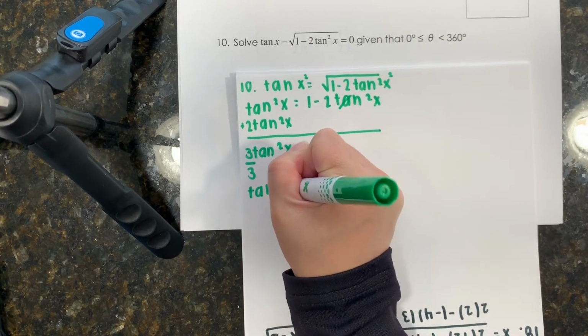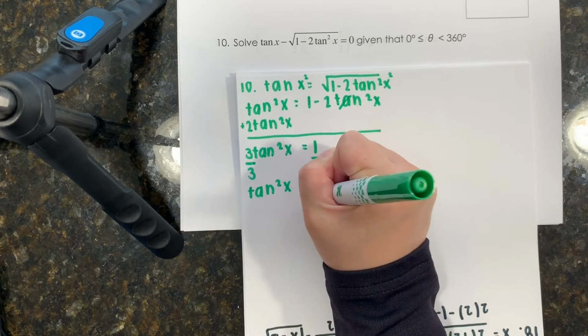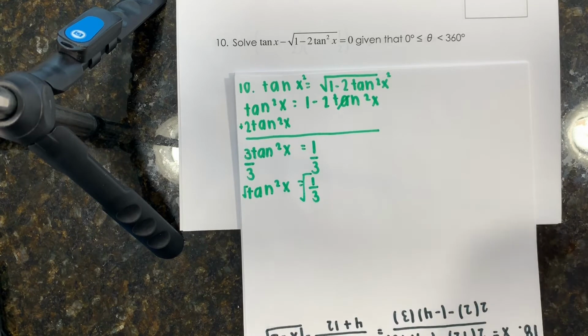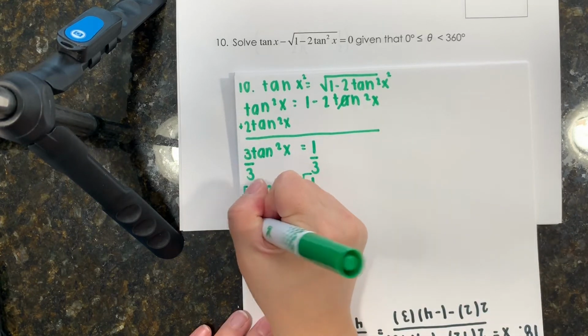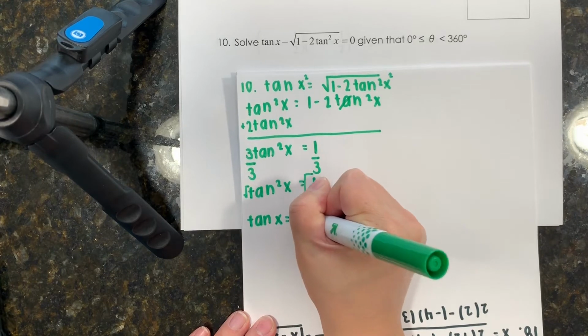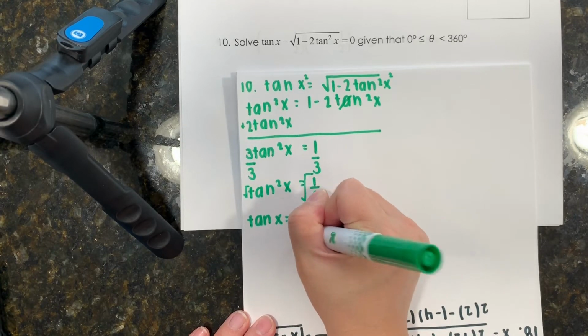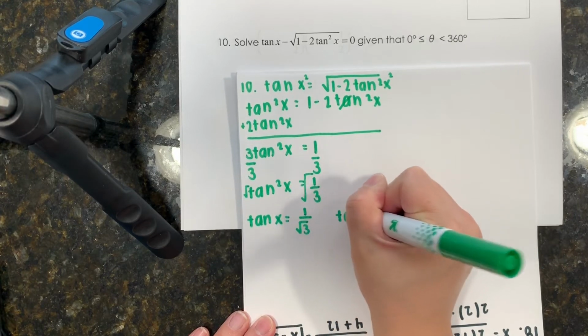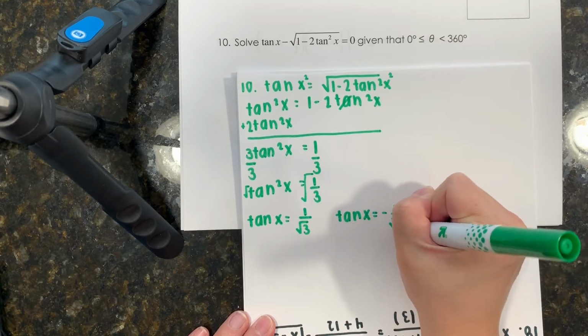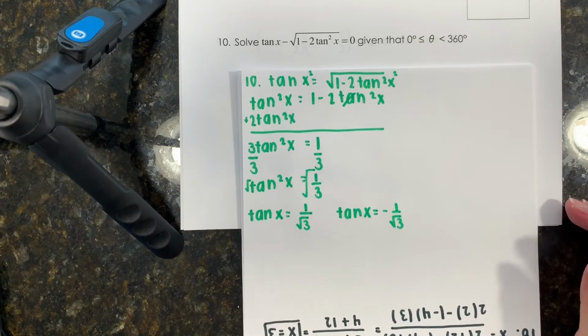And then because your tangent is squared, you don't want it to be squared, so you're going to square root both sides. Remember that when you take the square root of both sides, you're going to split this into two separate equations. It will be tangent x is equal to positive 1 over root 3, and then tangent x is equal to negative 1 over root 3. So we have two equations.